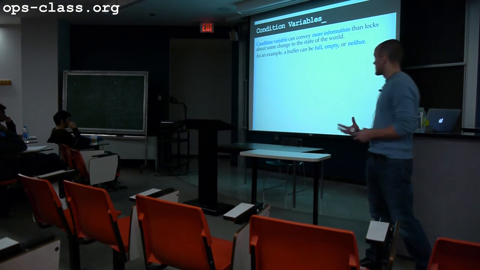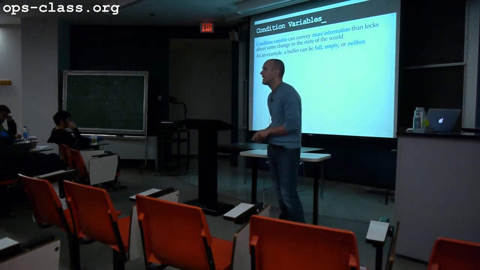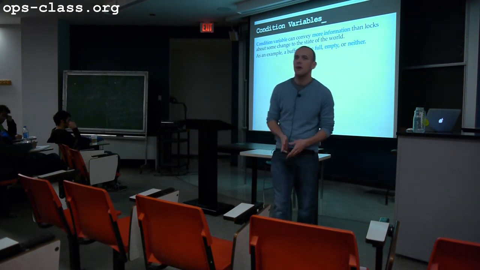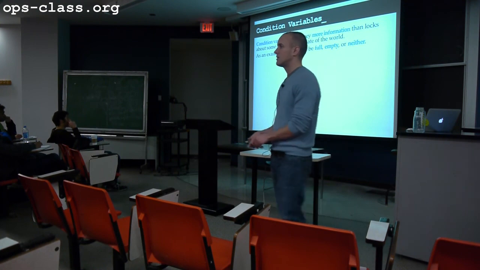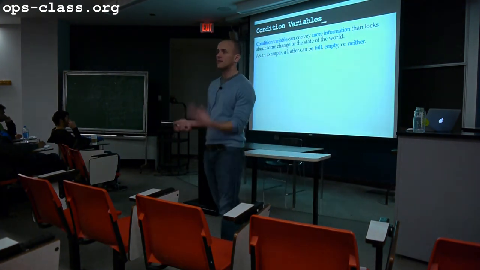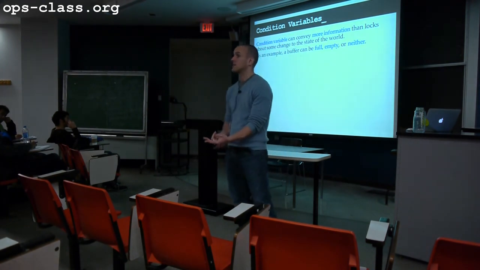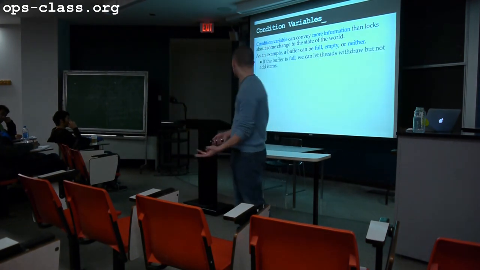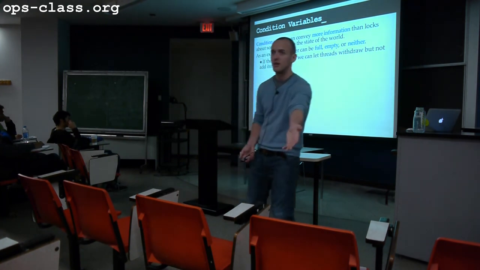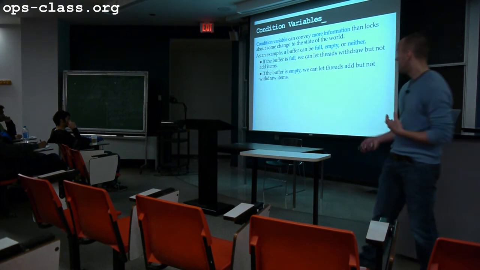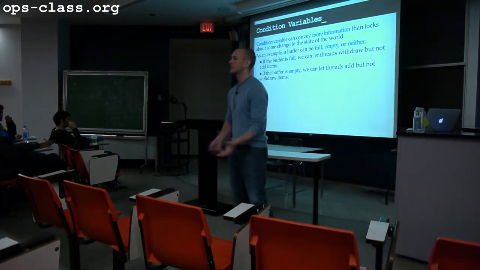So again, condition variables convey more information than I can with the lock. All the lock reflects is whether a thread is inside the critical section or not. And when I think about my buffer example, I've got three states the buffer can be in: it could be full, it could be empty, or it could be somewhere in between. And I've got two things that threads are trying to do: they may be trying to put in data, and they may be trying to withdraw data. And depending on the state of the buffer and the kind of thread that shows up, I want to be able to do different things.